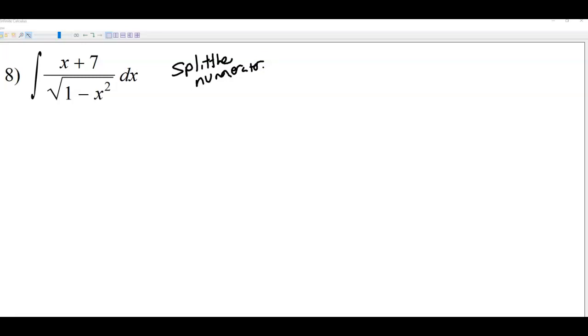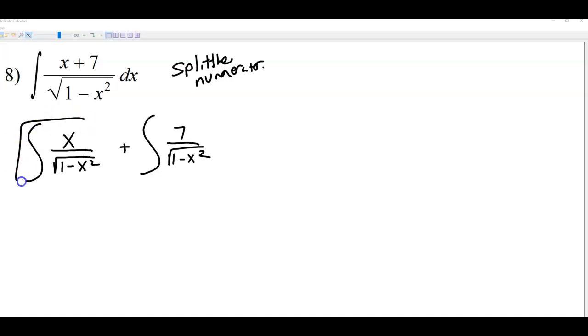That's another integration strategy. And what that means is we're going to write this as 2 separate integrals. One where the x is being divided by the denominator, and another one where the 7 is being divided by the denominator. And we're just going to treat these as 2 separate integrals, and we're going to integrate each one. Okay? Now, let's go ahead and start with this guy.